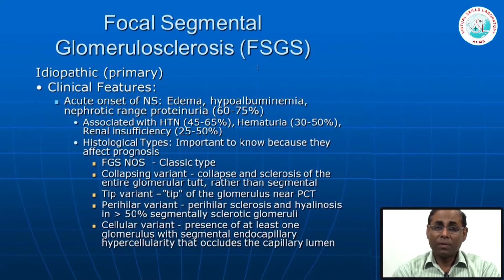In focal segmental glomerulosclerosis, in a large percentage of cases we do not know the cause, and it is renal limited. So, this is the primary and idiopathic category. Clinically, they usually present with the nephrotic syndrome with edema, hypoalbuminemia, and hypertension is more common in this group of disease in comparison to minimal change disease, and hematuria can be seen in 30 to 50% of these cases. In progressive disease, finally the patient also develops an increase in serum creatinine level indicating renal insufficiency.